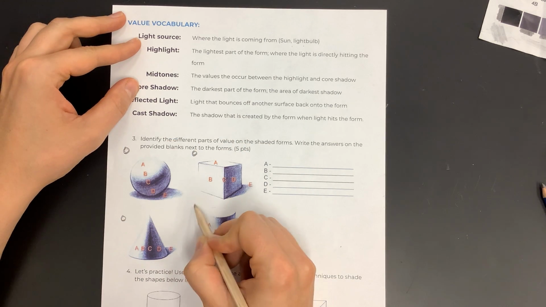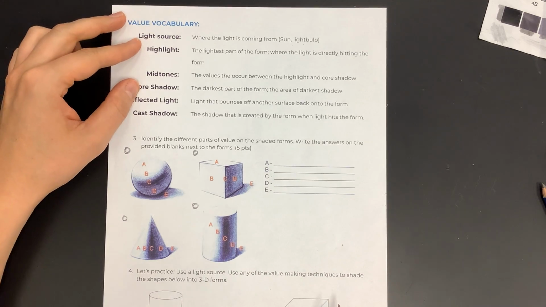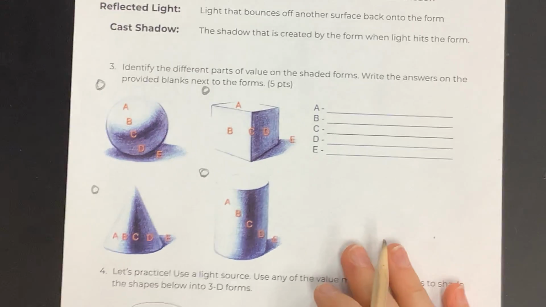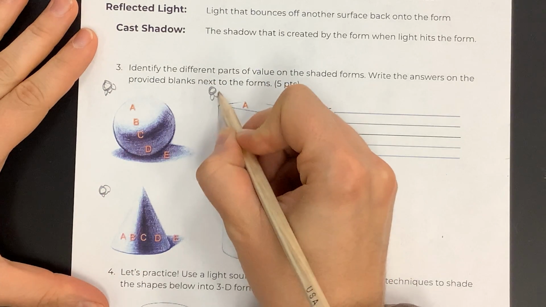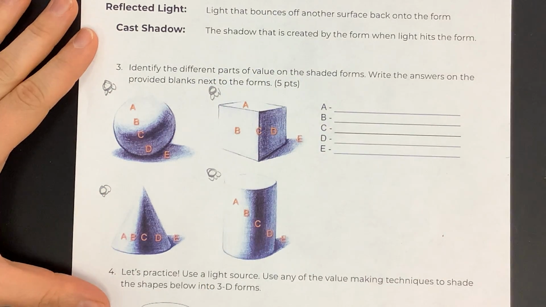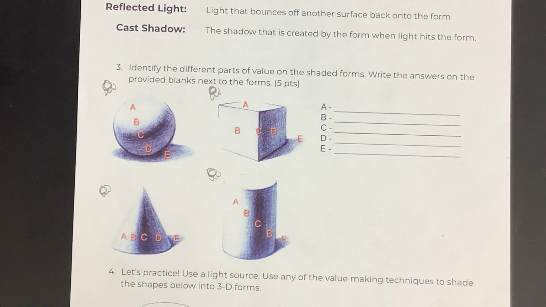Okay, so I'm just going to draw a little circle up in the top left-hand corner. If you want to make them kind of fun and funky, you could add little sunbursts to them. Okay. Your choice, however you want to add your little light source.